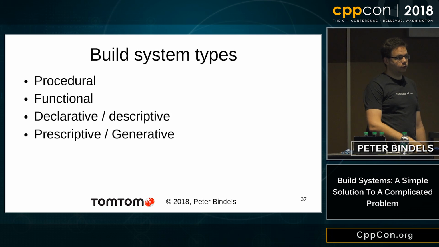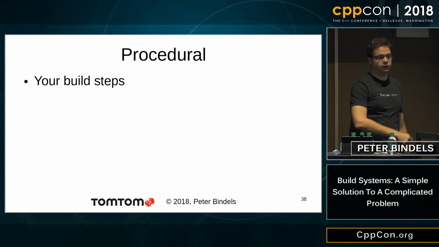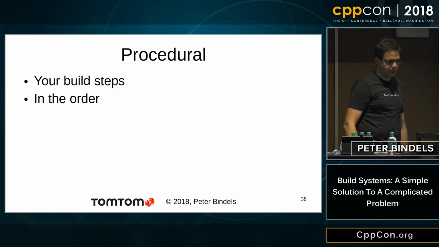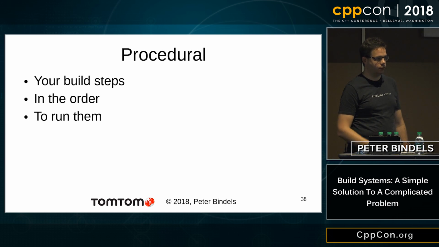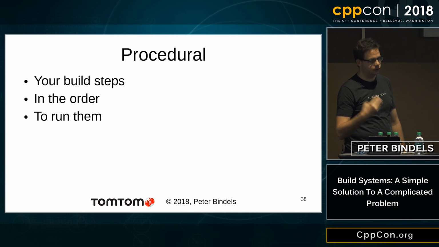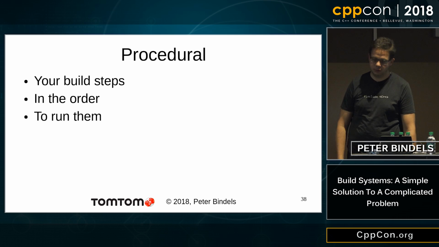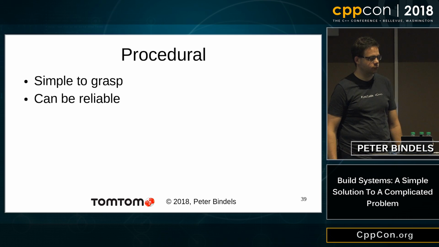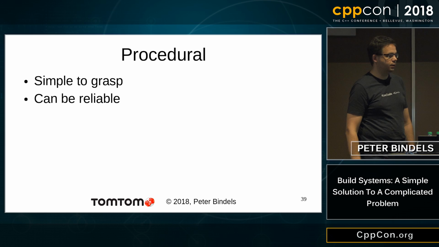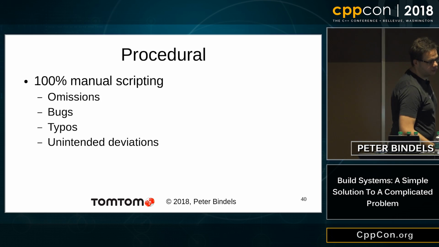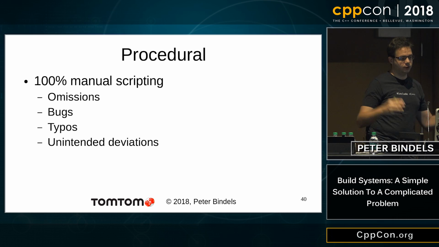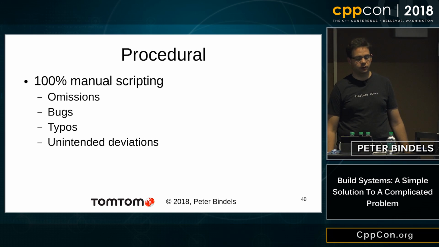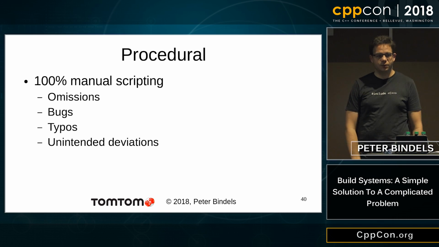So the procedural build system is a really simple one. It does your build steps in the order to run them. It doesn't reorder anything, it's not efficient, it's not optimal at all. It's reliable. It's easy. You understand what's going on, but you do need to understand that this is 100% manual. I have omissions, I have bugs, I make typos, I accidentally forgot to update it. I need to understand the entire compile process.